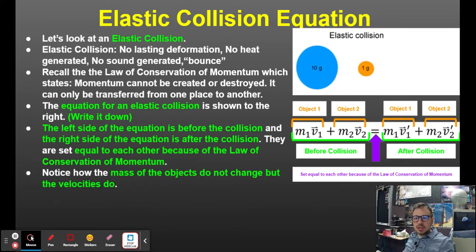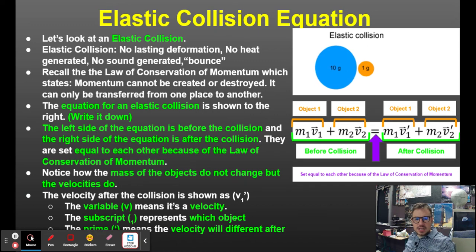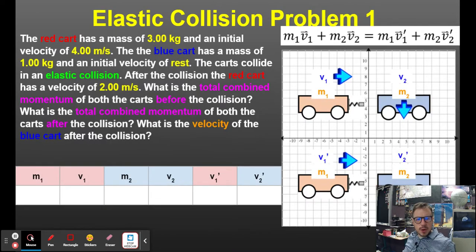Notice how the masses of the objects do not change, but the velocities do. So that's what that little prime represents, right? It doesn't change the math at all. What it does is it just says, okay, the objects are going to have a different velocity after the collision, so I have to denote that some way. That's what that little apostrophe means on the right side of the equation. So let's get some practice with this.